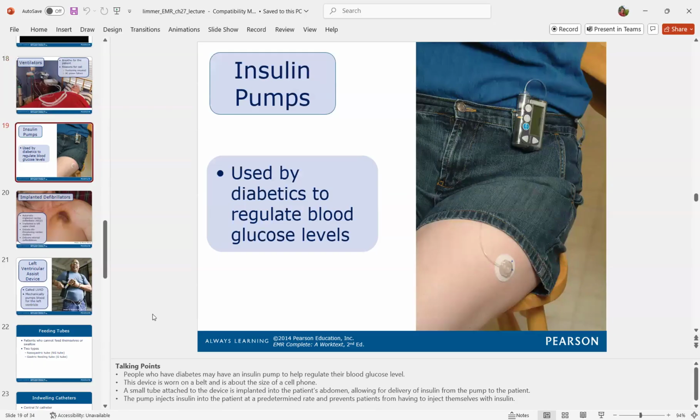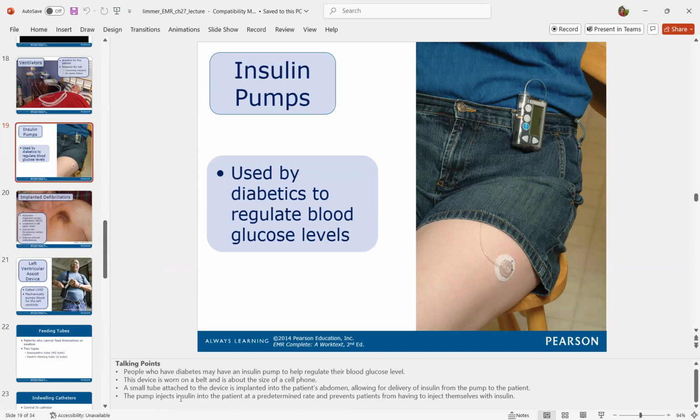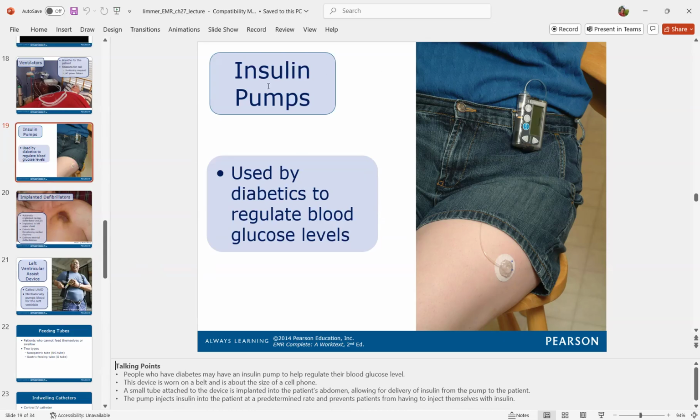People who have diabetes may also have an insulin pump to help regulate their blood glucose level. This device is worn on the belt, and is about the size of a small cell phone or an old school pager. A small tube is attached to the device and implanted in the patient's abdominal area, allowing for delivery of insulin from the pump to the patient. The pump injects insulin into the patient at a predetermined rate and prevents patients from having to inject themselves with insulin. It just does it for them. There can be problems with these devices. I've seen that happen where they just get a big dump of insulin, that type of thing.